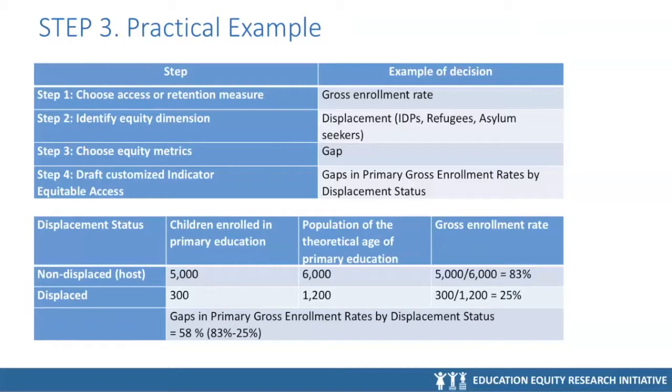So the first thing that we need to do is calculate gross enrollment rate for each subgroup. So we calculate gross enrollment rate for the non-displaced, and we calculate gross enrollment rate for the displaced population. So in this case, we have 83% for non-displaced and 25% for the displaced. And then we calculate the gap between the two, which in this case is 58%, which means that gross enrollment rate for the displaced would have to be increased by 58 percentage points in order for equality in education access to be achieved between the two groups.